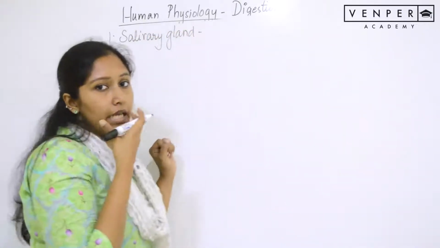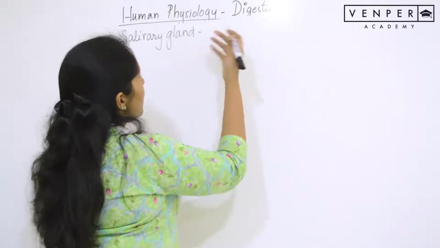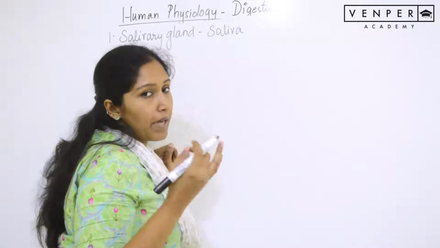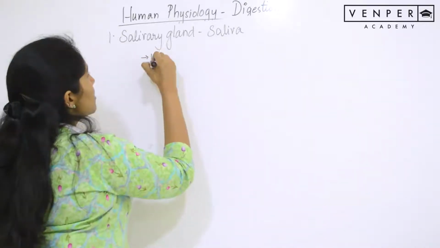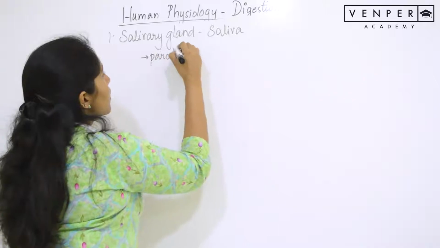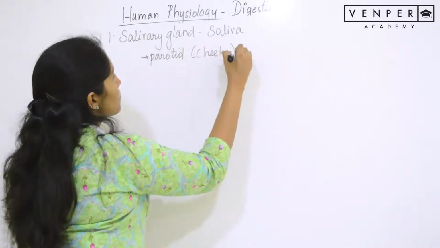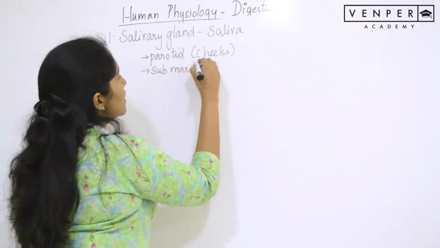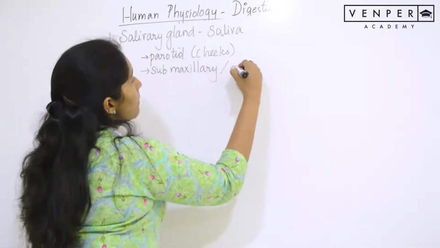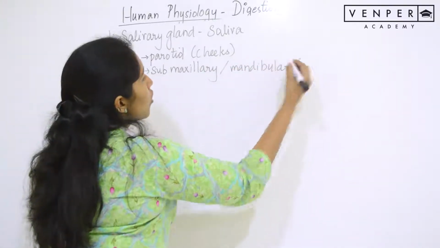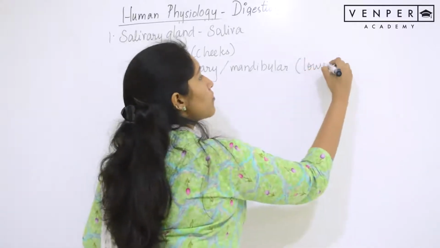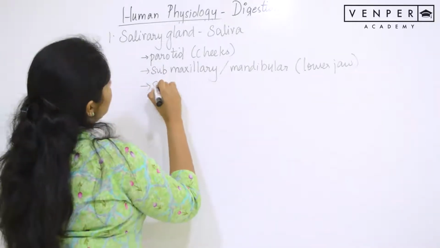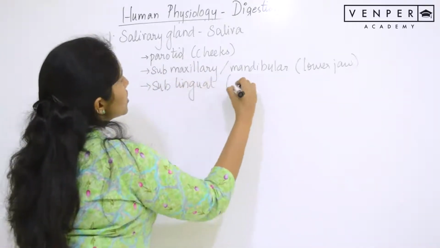We know it is located in the mouth, and saliva is a secretion of the salivary gland, which is made up of three pairs of glands. The first pair is called the parotid, which is located in the cheeks. The second is the submaxillary or mandibular, which is located in the lower jaw. And finally you have your sublingual, which is under the tongue.